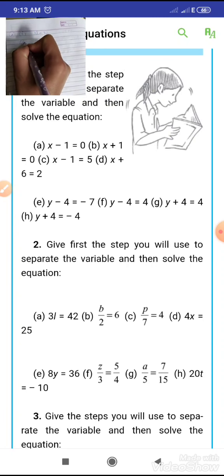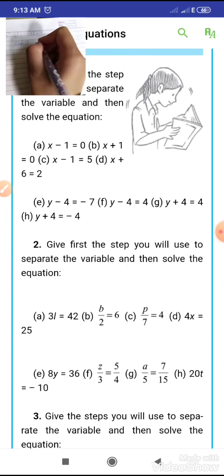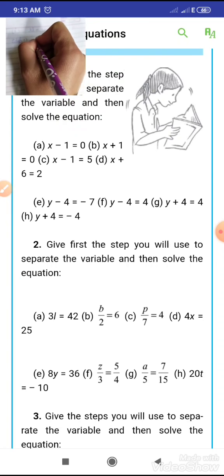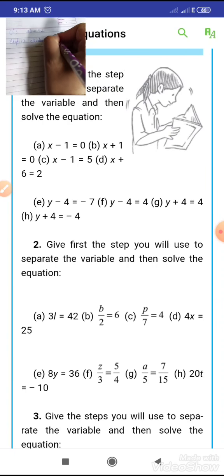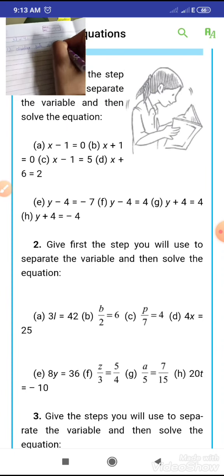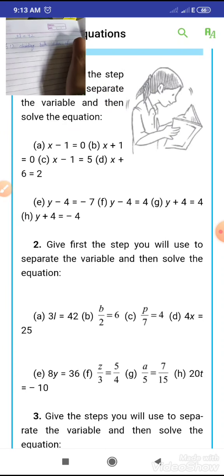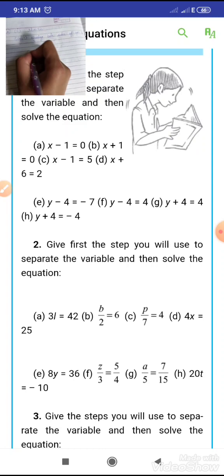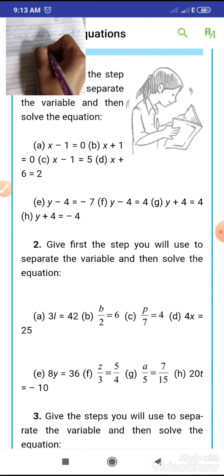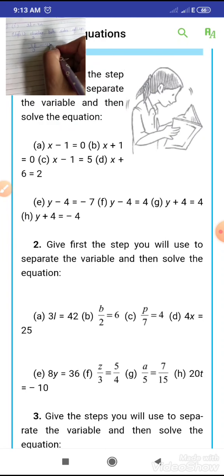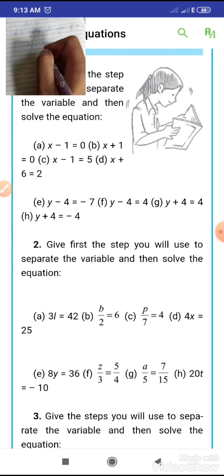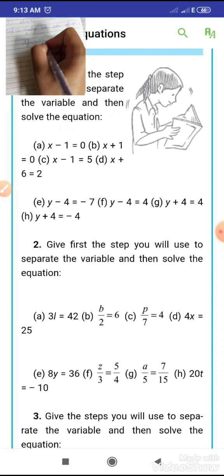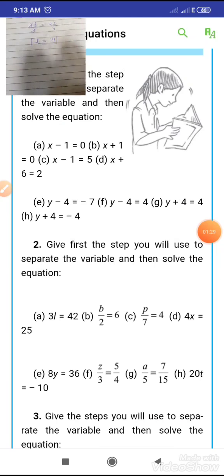So first we are going to write our step, and the step is dividing both sides of the equation by 3. So our equation is 3L is equal to 42. On dividing both sides by 3, we have 3L by 3 is equal to 42 by 3. On the left side, 3 and 3 will cancel out, and we have L is equal to 14.